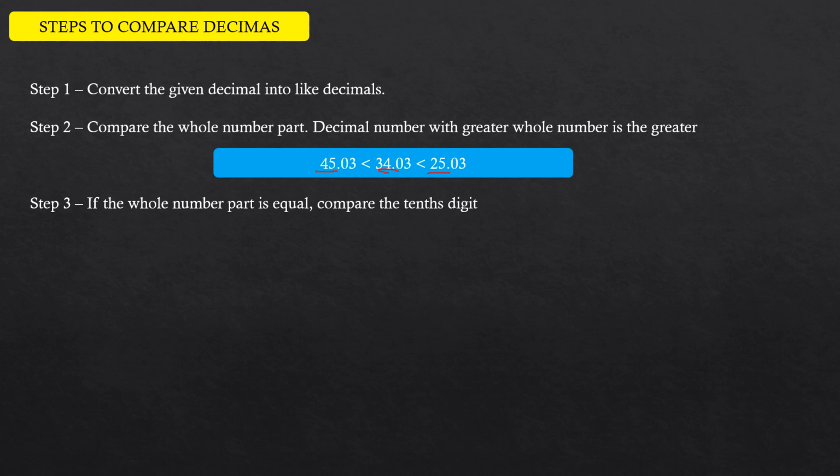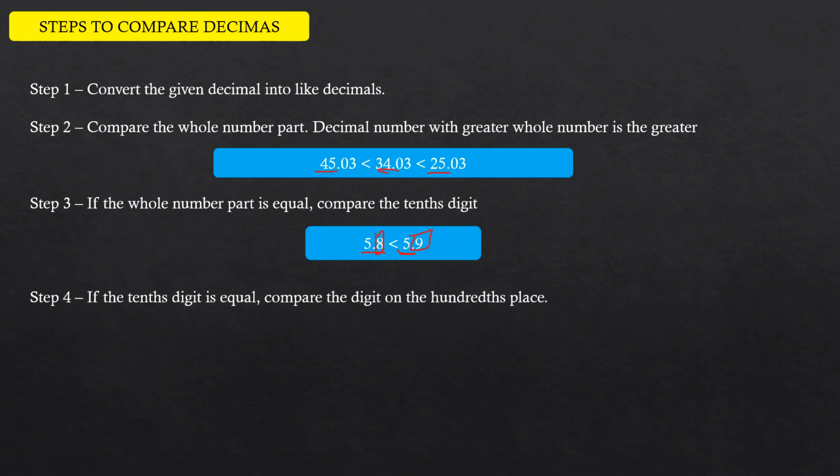Then step 3, if the whole number part is equal, compare the tenths digit. Here I forgot to write "equal", but if it is equal, you have to compare the tenths digit. Let's take an example. See, 5 and 5, here the whole number part is equal, so we have compared the tenths digit. Right, I told you now, place value chart. So 9 is greater than 8. So 5.9 is automatically greater than 5.8.